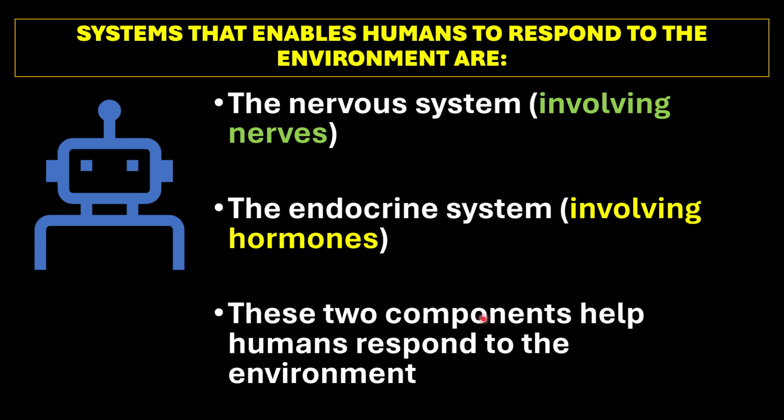Now, let's look at this. These are the two systems that are actually helping us to respond to the environment. Meaning, without these two systems, we will not be able to respond to the environment. In the next slide, I'll be taking each system and I'll be touching on them briefly, especially the endocrine system. I'll just talk about it briefly, but I would go deeper on the nervous system itself because that's the topic.